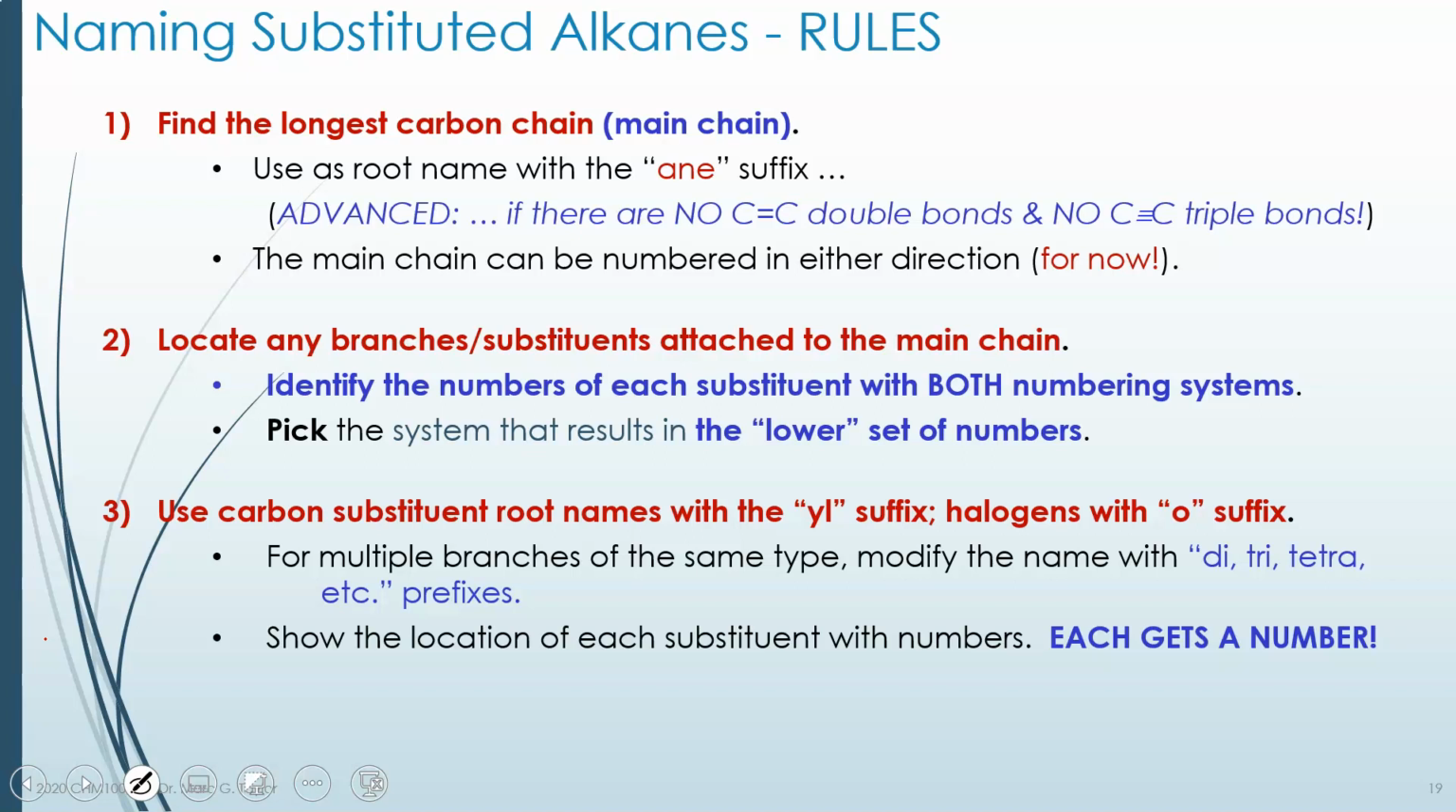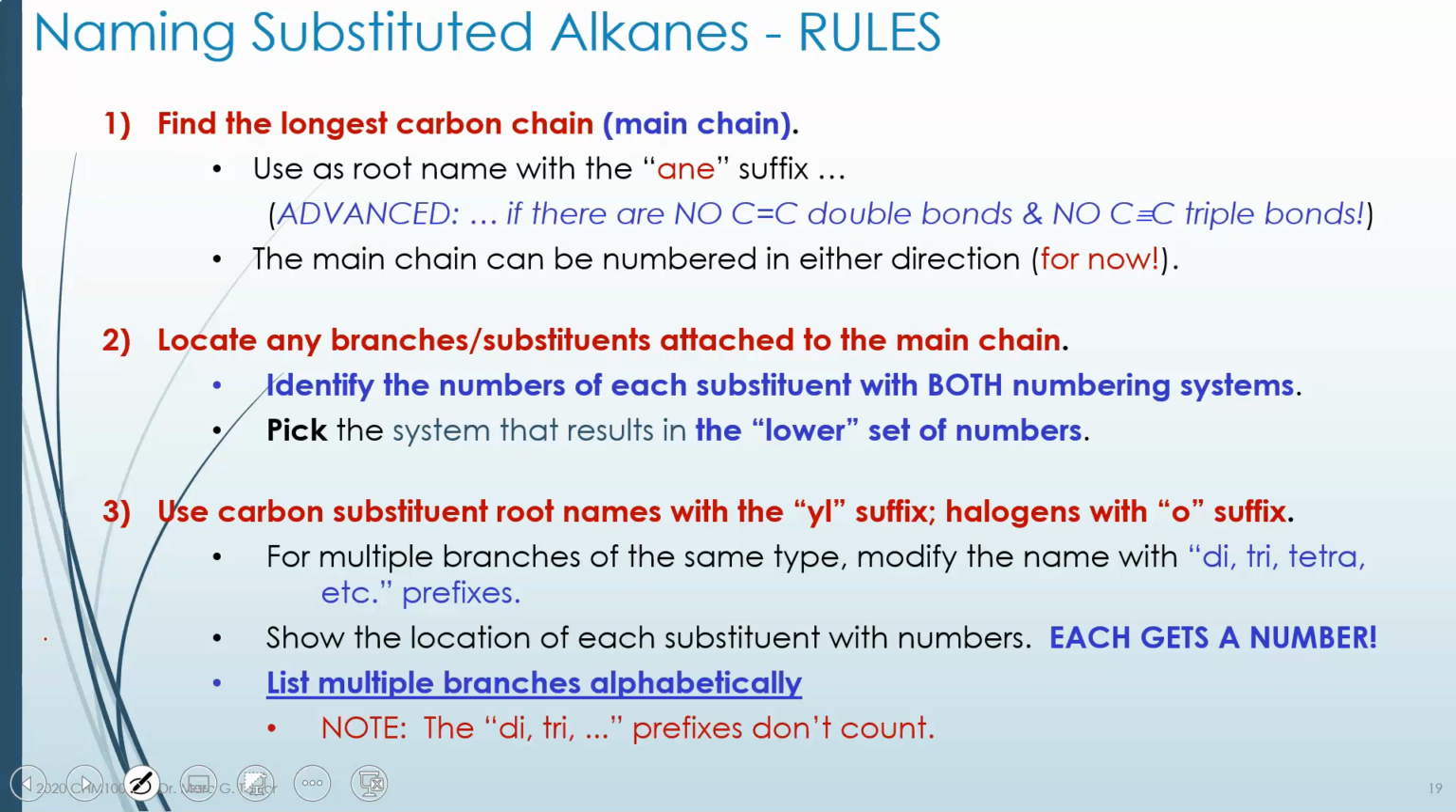So then every single substituent has to get a number. So if I have trimethyl, that means there were 3 methyls. I better have 3 numbers, 1 for each of them. Even if they're the same number, I better have 3 numbers.